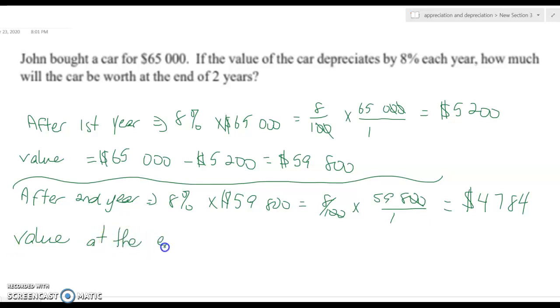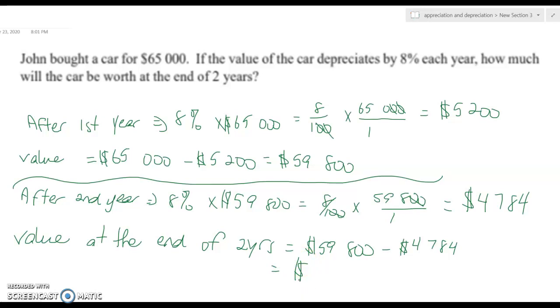So now the value at the end of 2 years would be that 59,800 take away the $4,784. So now let's just subtract that, 59,800 take away $4,784, and we will get $55,016. Now again, he bought the car for $65,000 and it depreciates by 8% each year.